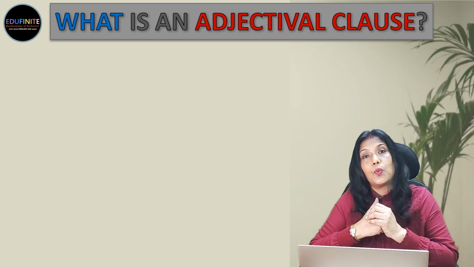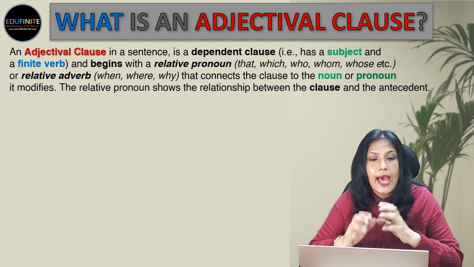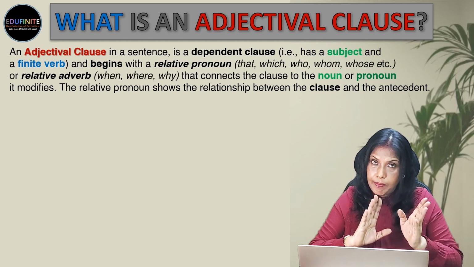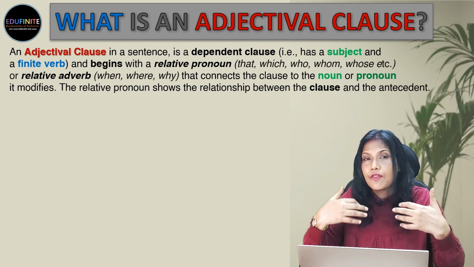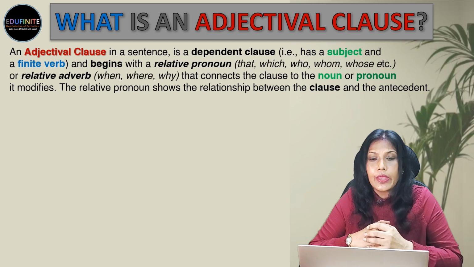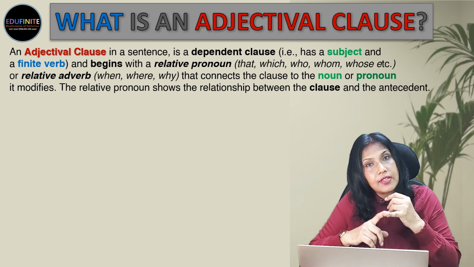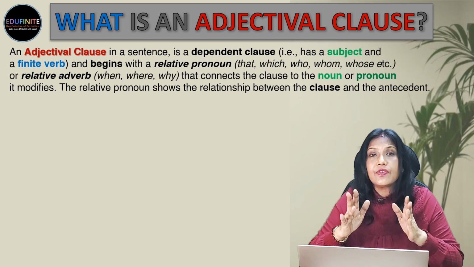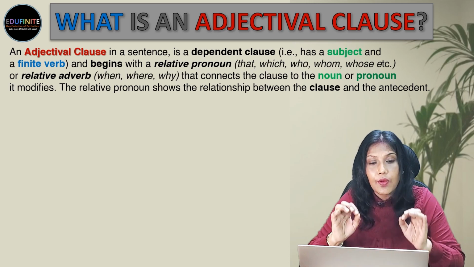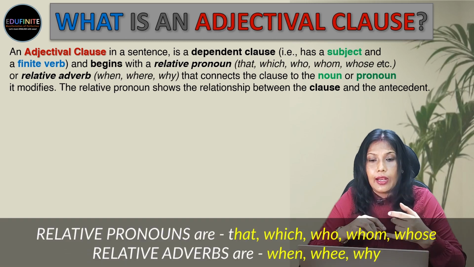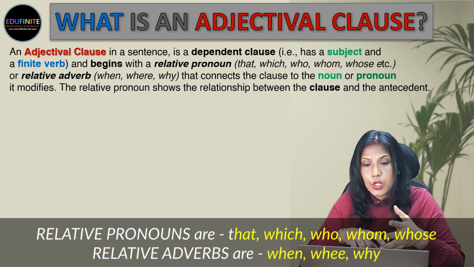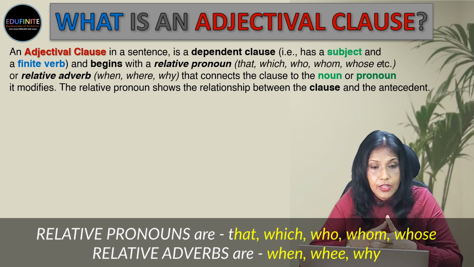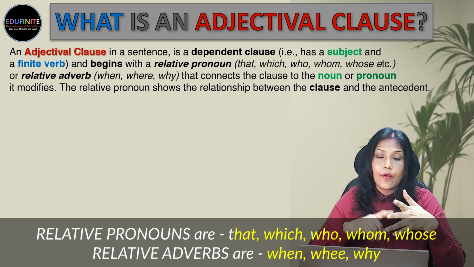Now we come to clause. What is an adjectival clause? An adjectival clause in a sentence is a dependent clause. As I mentioned earlier, they will not be able to give you the whole idea on their own. And since it's a clause, it will have a subject and a finite verb. And adjectival clauses always begin with a relative pronoun like that, which, who, whom, whose, etc. Or a relative adverb like when, where, why.